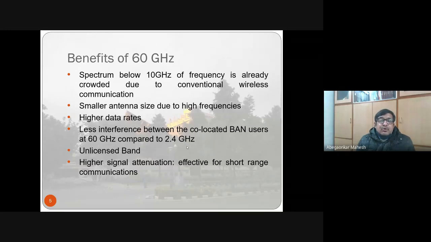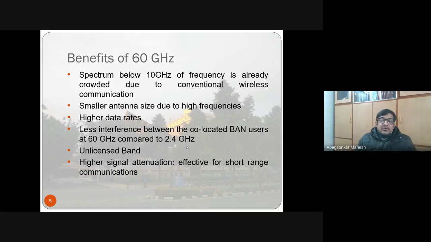Moreover, the spectrum below 10 gigahertz is already crowded. As we all know, there are a lot of applications in the sub 6 gigahertz region. There is Wi-Fi, there is mobile, there are WiMAX bands, RFID, WLAN, everything is there in that sub 6 gigahertz band. So the spectrum is actually very crowded now. Secondly, as I mentioned, the antenna size is much smaller at 60 gigahertz, so it saves a lot of space.